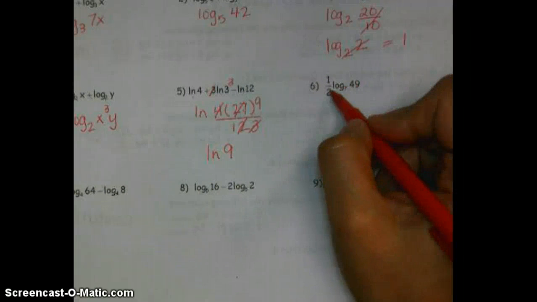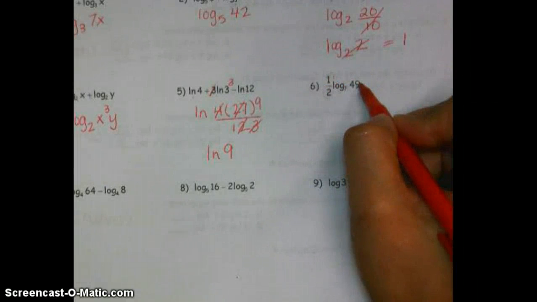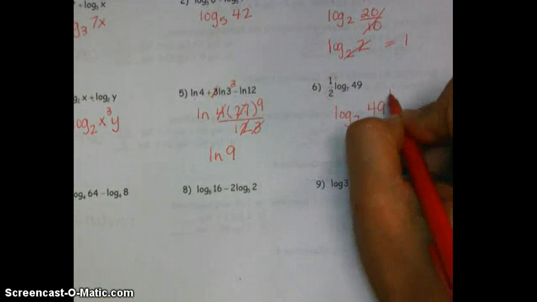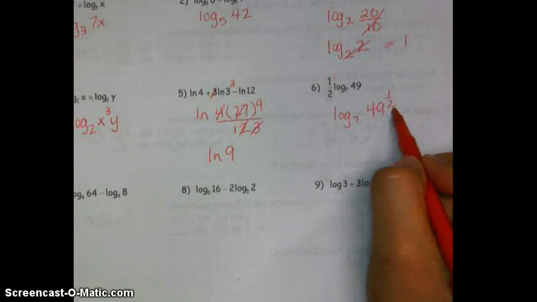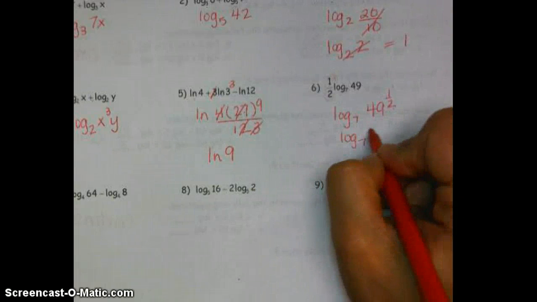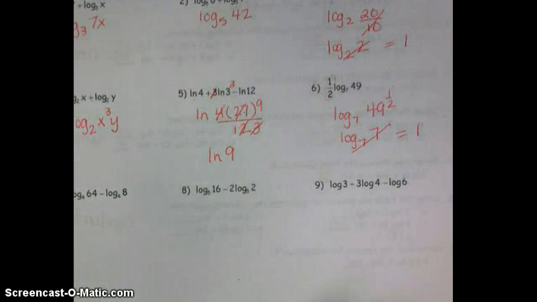Then when I rewrite number 6, remember this is supposed to be a power for my argument. So I can rewrite this as log base 7 of 49 to the 1/2 power. Remember that 1/2 power means take the square root of 49. So now it's log base 7 of 7, and this cancels to 1.